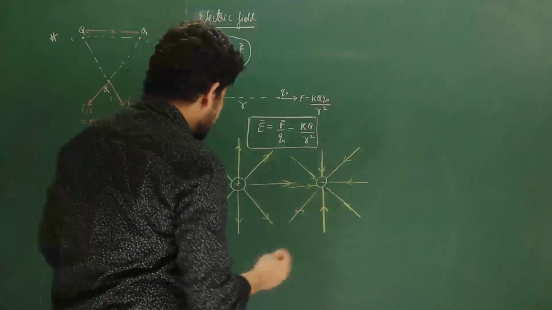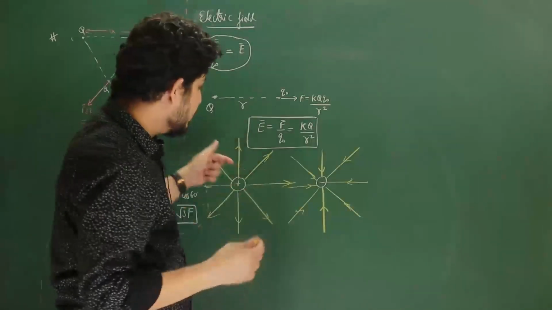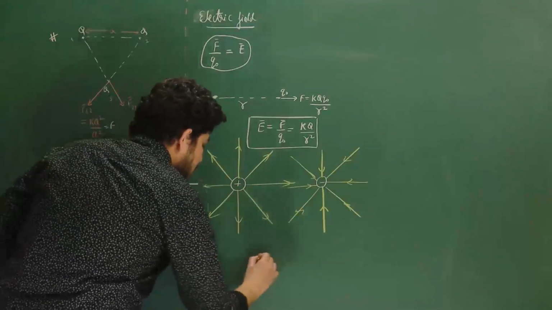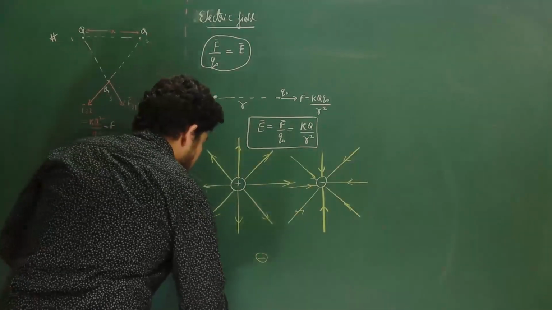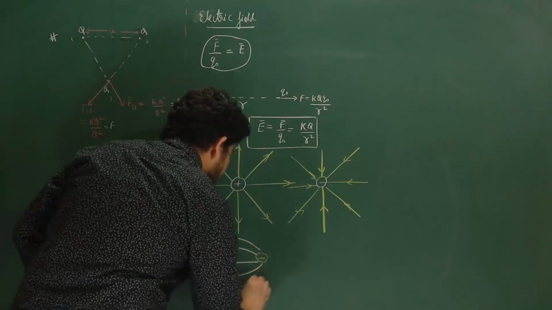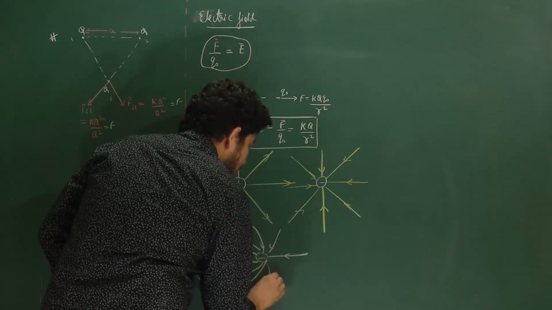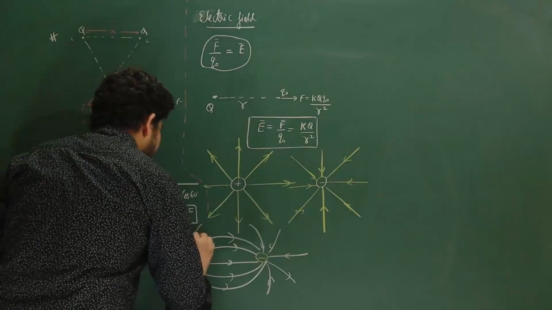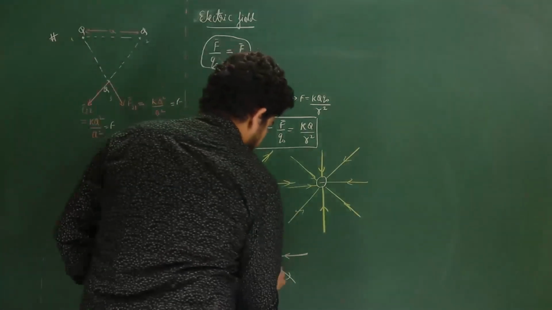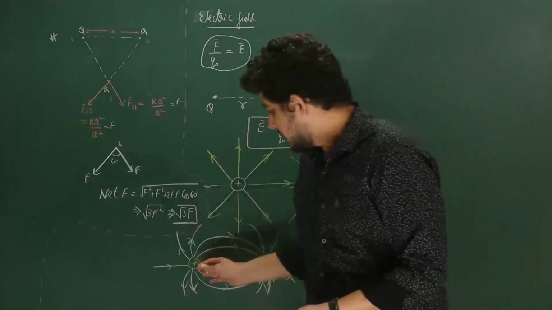There are some important points about electric field lines. Suppose this is a positive charge and this is a negative charge, then the electric field will go from this charge to this charge like this. The representation of electric field lines is basically the representation of the electric field in terms of lines. This is an amazing imagination by Michael Faraday.